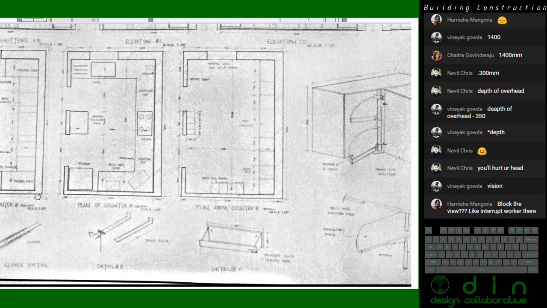So the above counter plan is a plan at basically where you're cutting the overhead cabinets themselves. All right. So there are three different plans, or at least three bits of information, that you need to understand a kitchen.